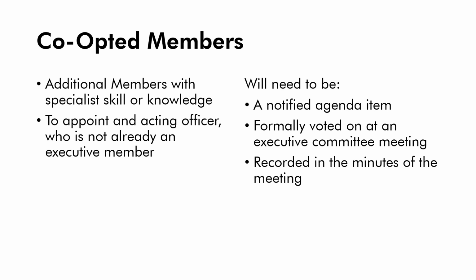As with nominated members, there can be no more than the number of elected members, and once co-opted they remain a member until the next AGM. When you want to co-opt a member, it will need to be notified on the agenda for the meeting, formally voted on and clearly recorded in the minutes.